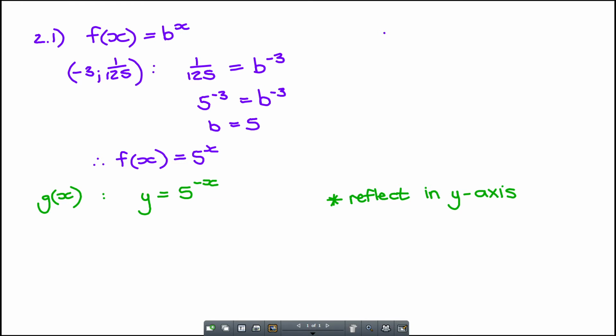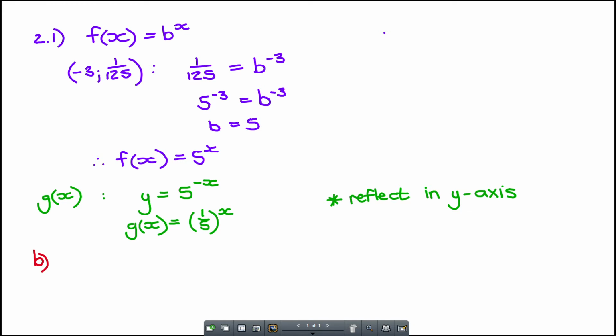But we don't want to leave it like that, so we're rather going to say, instead of y, I can say gx is equal to, and that 5 to the power of minus 1 is the same as a fifth to the power of x. Do you guys understand that part? Okay, right, let's look at B.